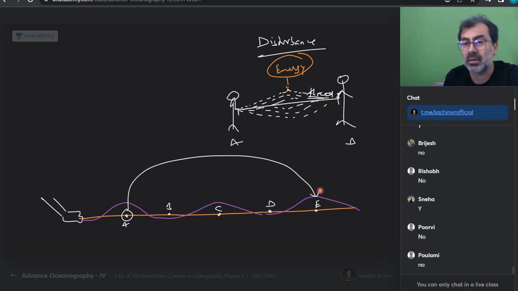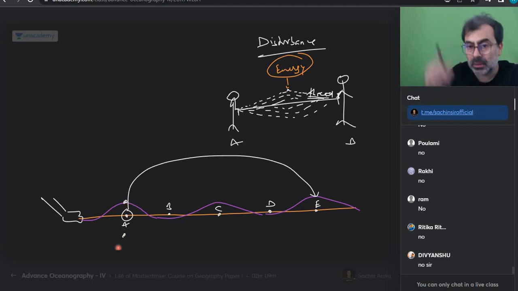Will point A travel? So many people are writing yes also. Think about it. Point A will remain point A only. But that energy will travel. So point A will move. Yes, it will go up. It will go down. It will oscillate. Next oscillation will be like this. True or not? Yes or no? So what will happen to B?